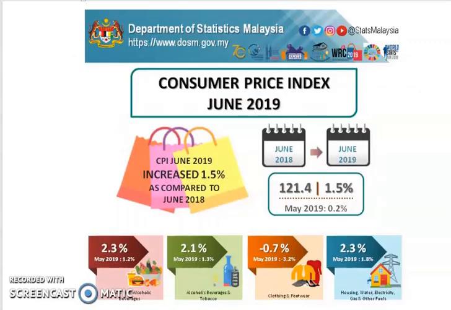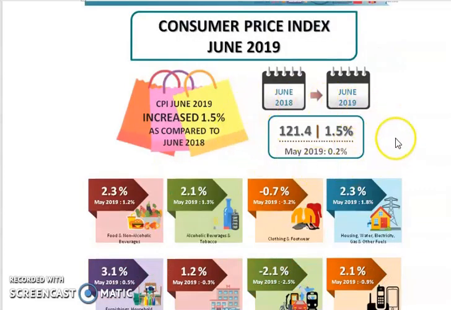Okay, this is another popular index, which is consumer price index. Given here is the consumer price index in Malaysia for June 2019. If you look at here, the base year is 2018 compared to June 2018, so this is the base year or the baseline. June 2019 is the current year. So if you look at this summary, June 2019 consumer price index is 121.4%. So in June, it increased by 1.5%.